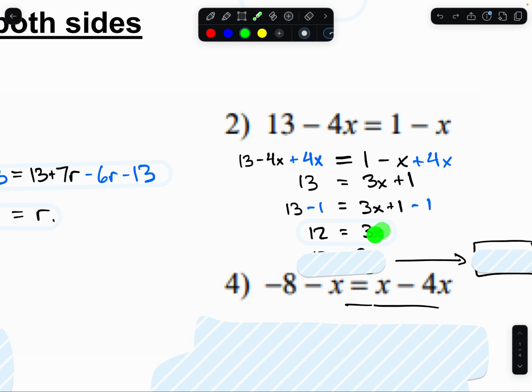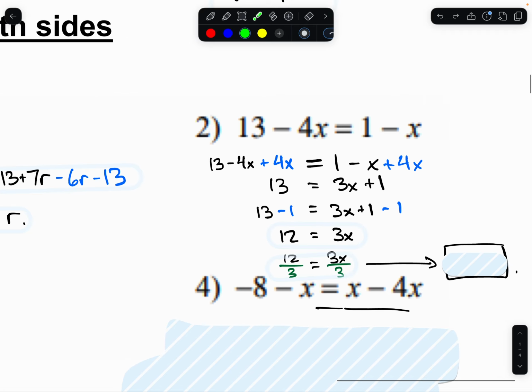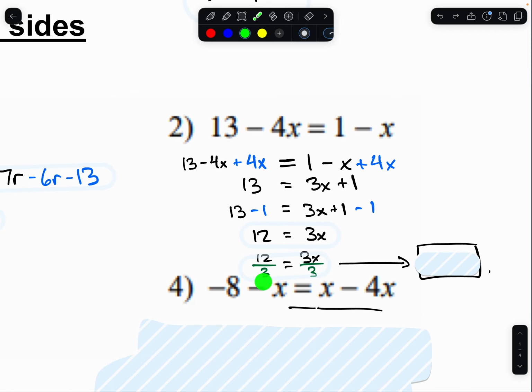So we'll subtract 1. And now there's no more addition or subtraction to take care of. It's just 3 times x. So to undo what's happening to the variable, we can now address the multiplying by 3 by dividing by 3. Make sure you do it to both sides to keep the equation balanced, and you get x is 4.